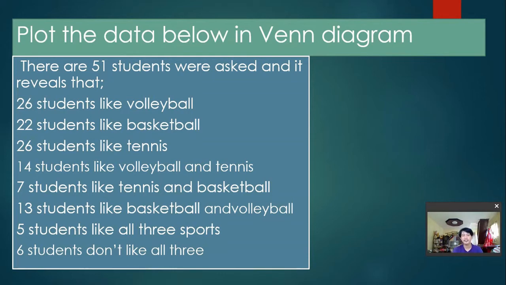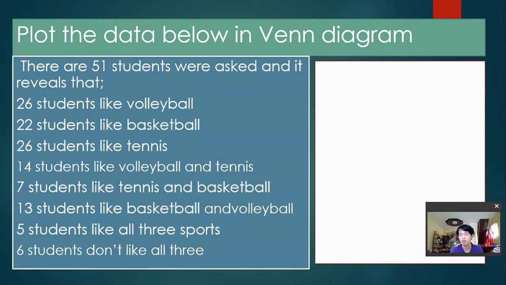Okay, how are we going to plot this many numbers in a Venn diagram? Imagine there are only 51 students and the numbers here are 26, 22, 26. When we add up all of them, I assure you that it surpasses 51. So how are we going to plot this in a Venn diagram? Of course, you first make a rectangle or a quadrilateral, and you put U, which stands for the universal set.